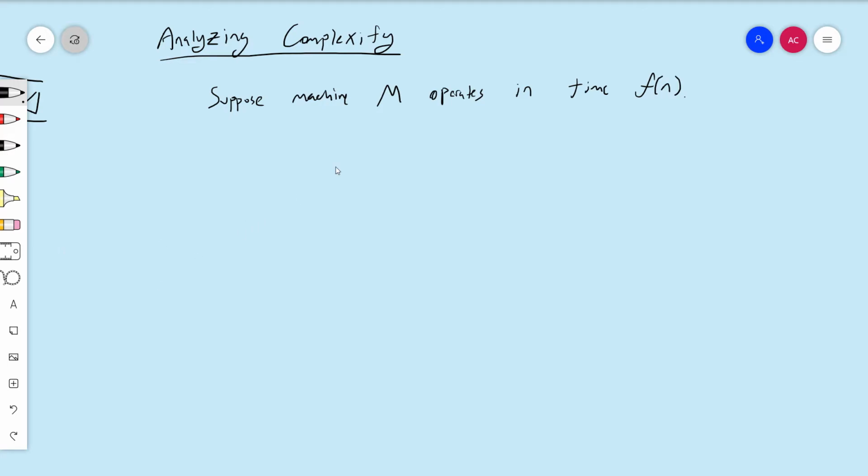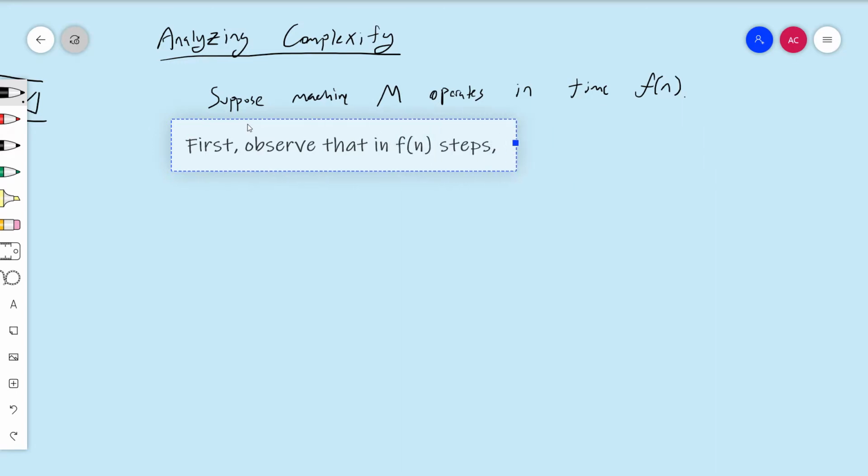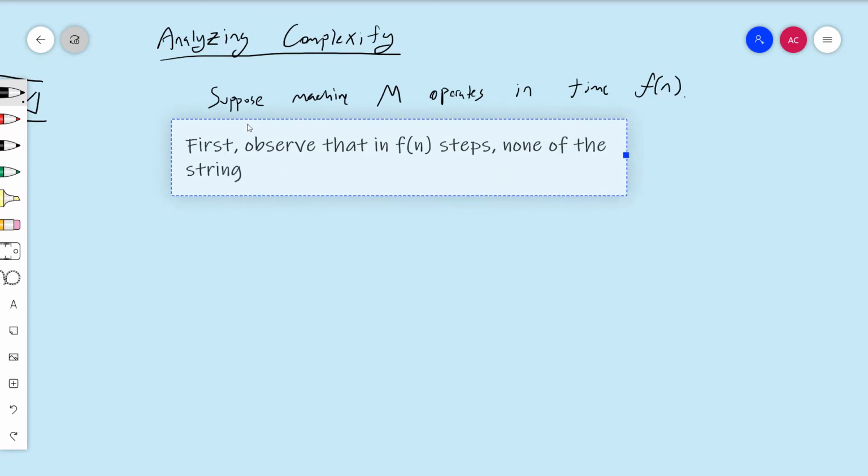Okay, so let's think about it. First thing, observe this. A lot of this is the word, so I'm going to type some of it. First, observe that in f of n steps, none of the strings of M can have more than f of n non-blank cells.